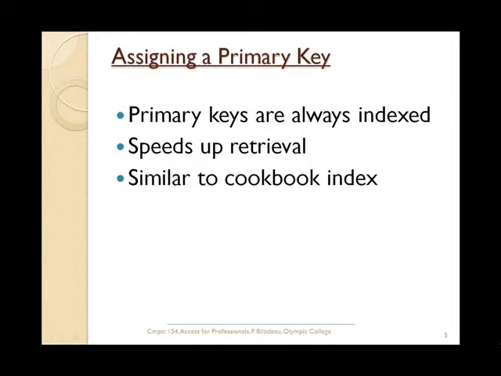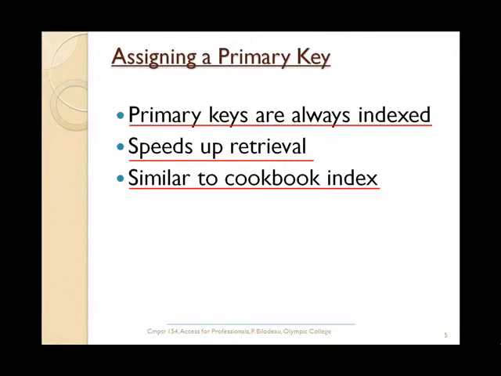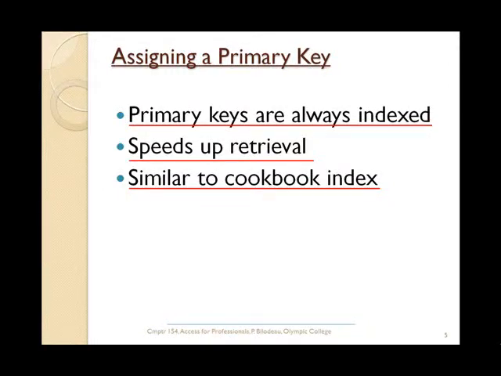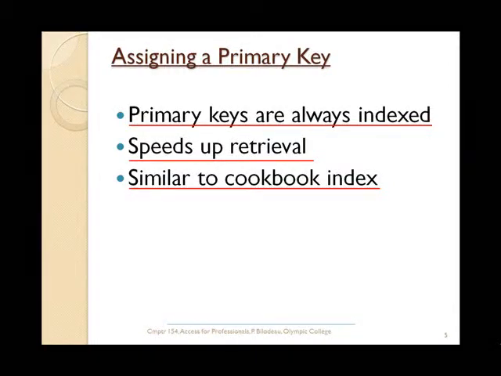Primary keys are indexed, which means they are sorted in alphanumeric order by the database management system, Access in this case, automatically. Primary keys are always indexed. The purpose for indexing is to speed up retrieval of data. Indexing in databases is similar in concept to the index in the back of a cookbook. The page for peach cobbler, for example, is listed in the index, so you can go directly to the recipe without having to flip through the entire chapter on desserts.